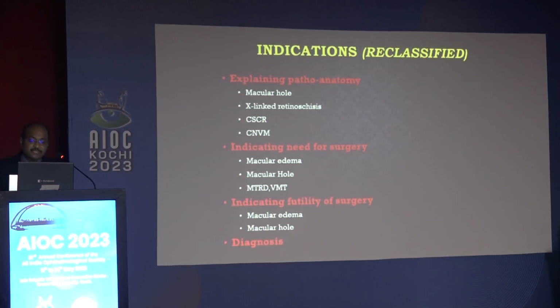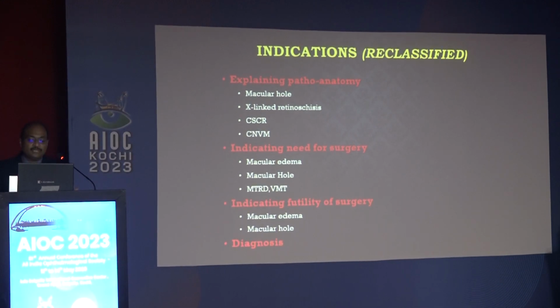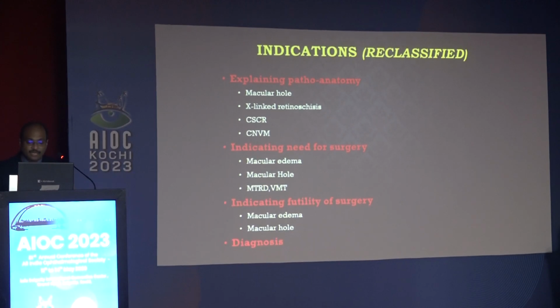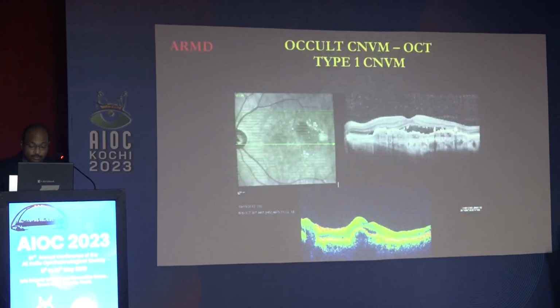You can use the same classification to explain the pathoanatomy, for example macular hole, XLR, CSCR, CNVM, and look at reasons for doing surgery, such as macular hole, macular TRD, VMT, or not doing surgery, such as macular edema, similarly indicating futility of surgery in macular edema, and also in HUL.